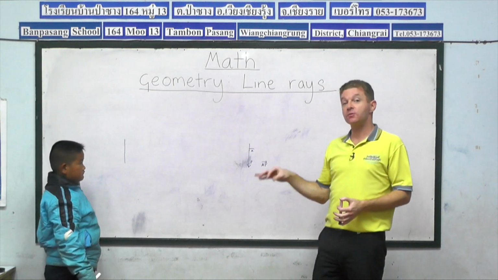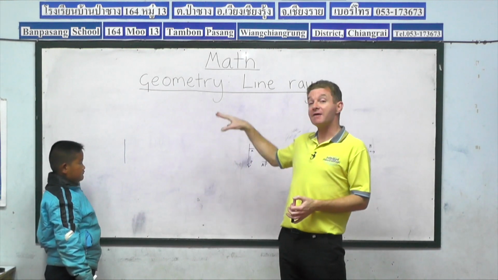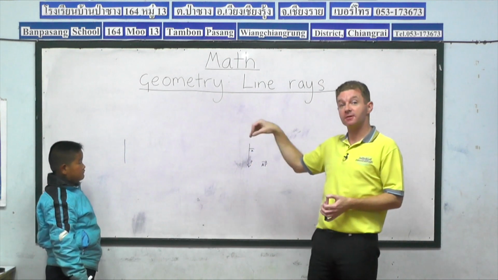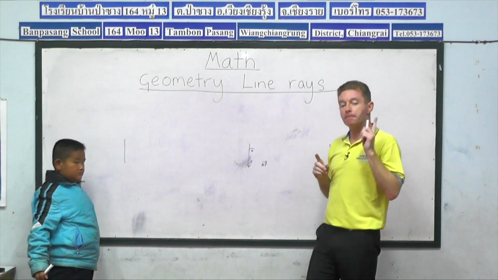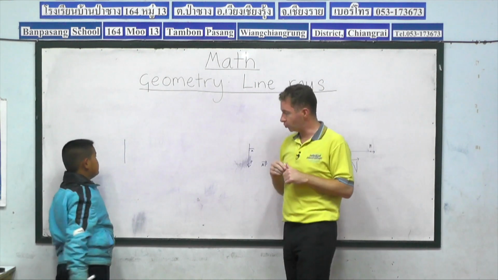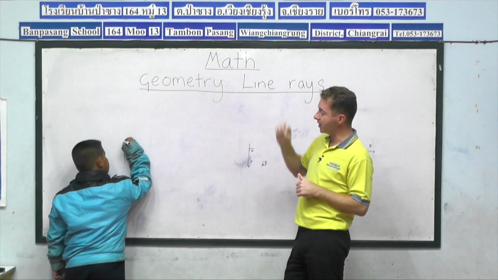And now Net will demonstrate how to do a line ray on a vertical line. So what's the next thing that Net needs? Points. How many? 2 points. We have a point at one end.